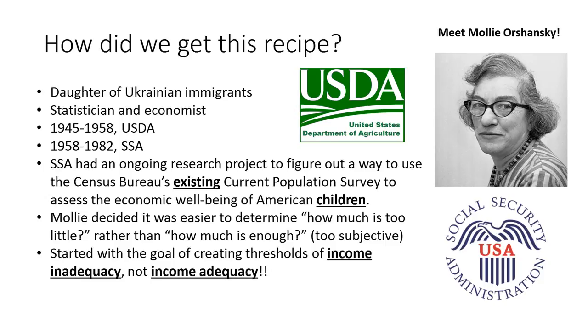So Molly was put on this research project, and she decided early on that it would be easier to complete the research project by asking how much income would be inadequate, would be too little for American children to achieve economic well-being, rather than starting by asking how much income is enough income for American children to achieve economic well-being. She felt that that would be much more complex, much more controversial. So it's important to note that the poverty thresholds were designed as indicators of income that's inadequate for economic well-being, not for a level of income that is adequate for economic well-being. This is something that often gets overlooked and that some people are confused on.